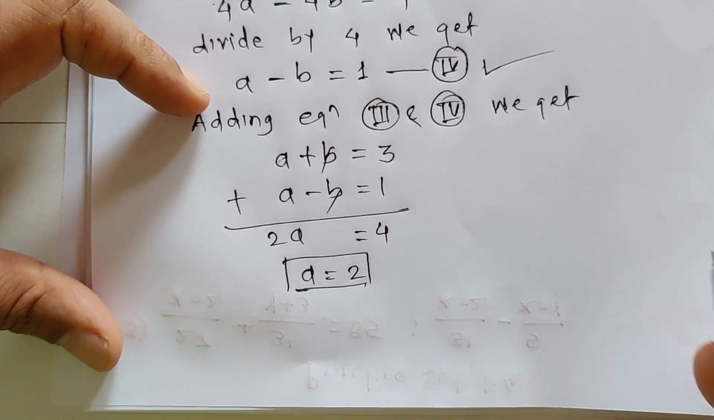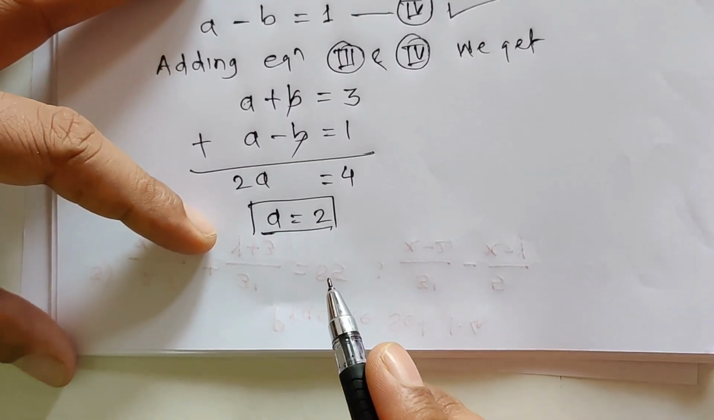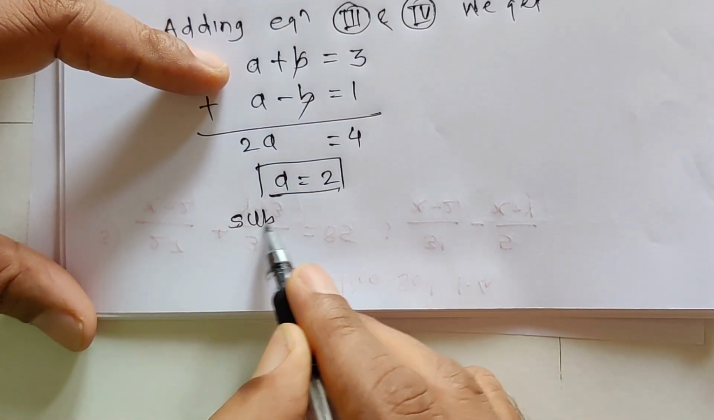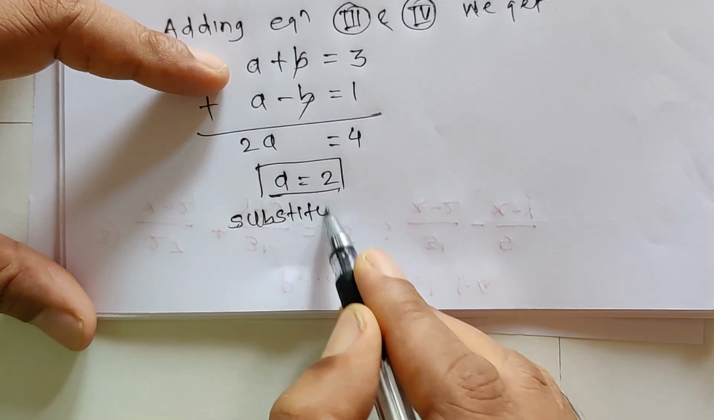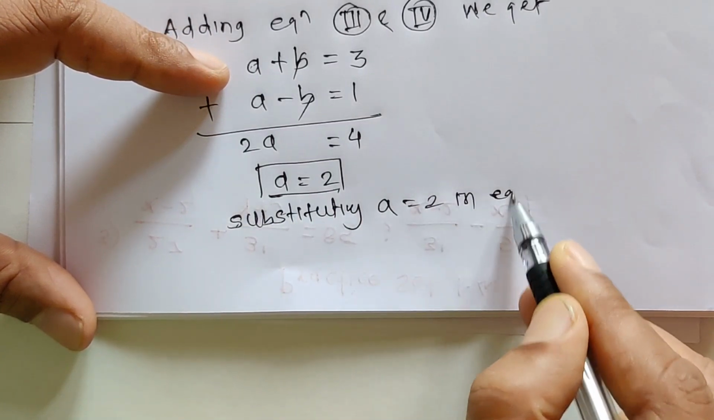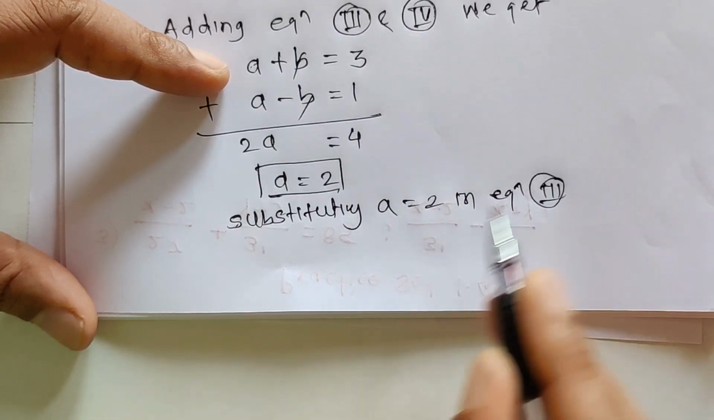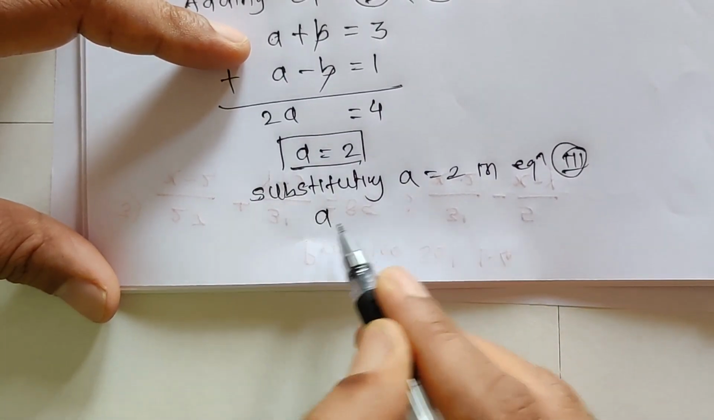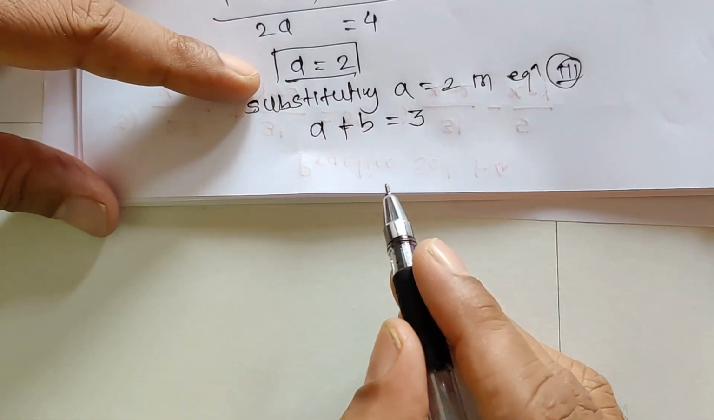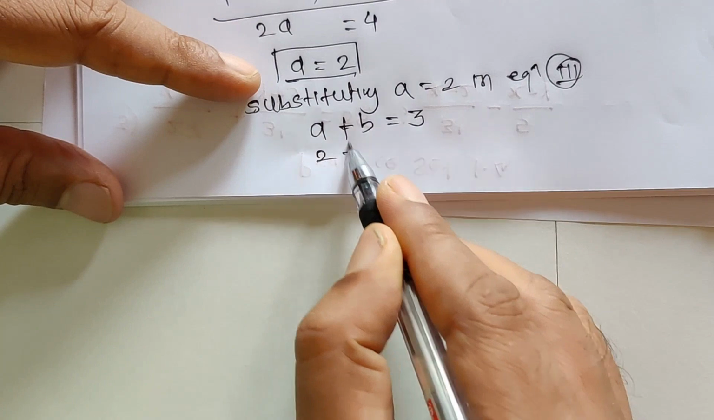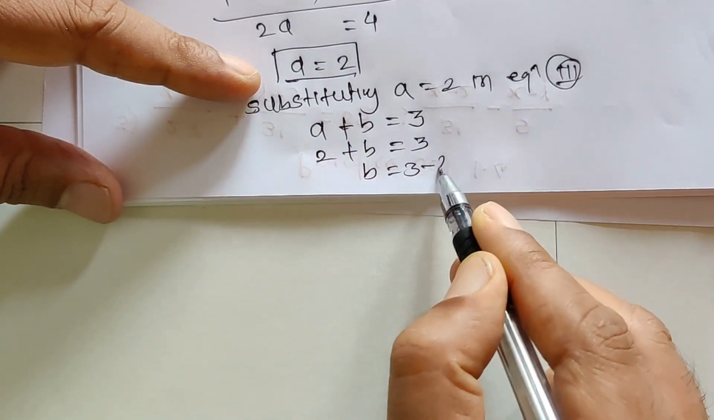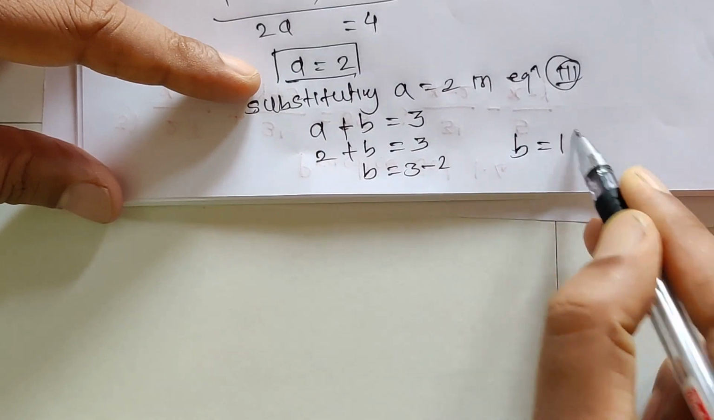Now substitute this value of a in equation 3. Substituting a is equal to 2 in equation 3 we get: the third equation is a plus b is equal to 3. Now substitute a is equal to 2: 2 plus b is equal to 3. Therefore b is equal to 3 minus 2. So we get b is equal to 1.